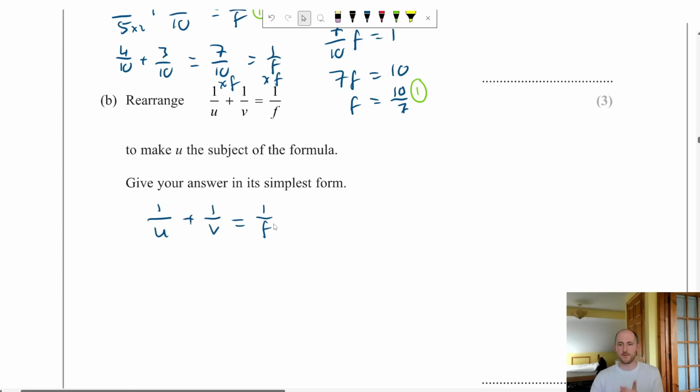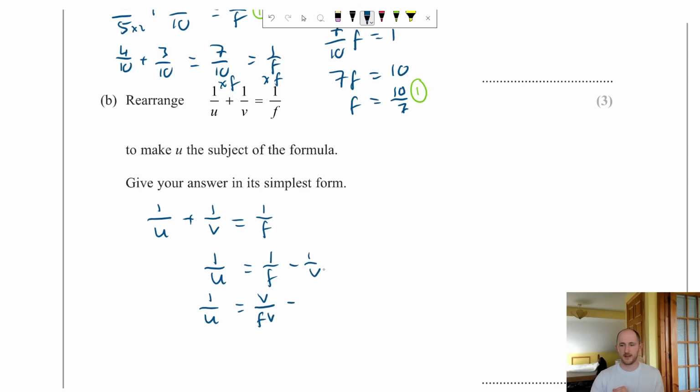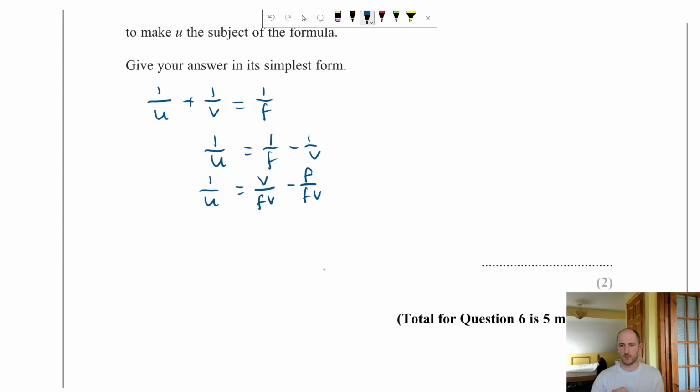So instead I'm going to move the v over, so I get 1 over u equals 1 over f minus 1 over v. I'm going to do the subtraction now. So I need to times the first fraction by v top and bottom, so v over fv, and the second fraction by f over fv. Combine these two together, you get 1 over u equals v minus f over fv.